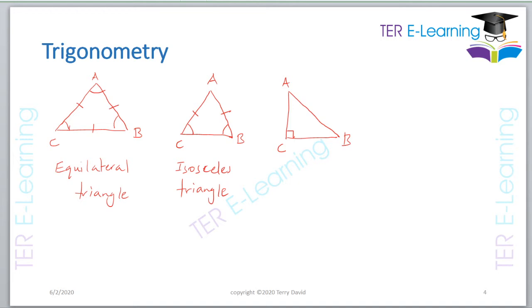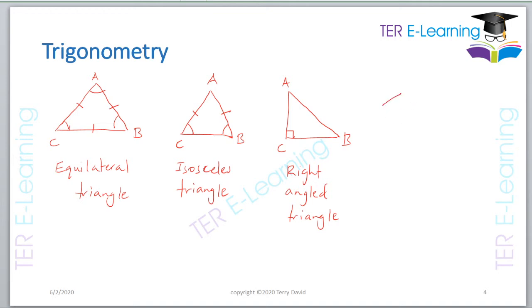All right, so I see Sharice and Daryl saying a right angle triangle. That is correct. This is called a right angle triangle, right? So it's called a right angled triangle.